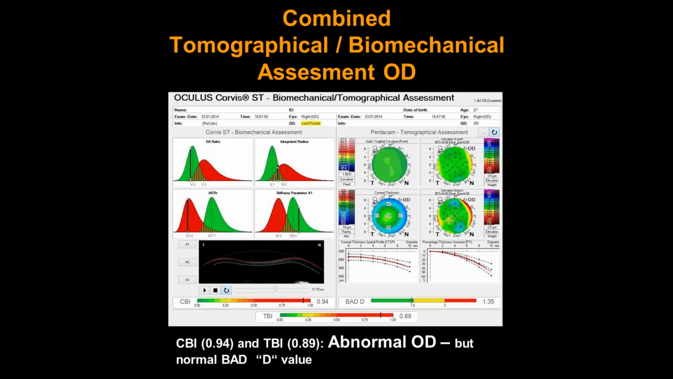So we now look at the combined outcome, and it would show here that we found a biomechanical abnormality in that right eye, but we found normal tomographic outcomes. When we combine them into the TBI, it is abnormal. So this is a case where in this right eye, we would have thought it had no keratoconus. It was normal based on Pentacam, but the Corvus said, no, the biomechanical properties are more similar to an abnormal eye and suspicious for keratoconus, especially when we put it in context of what the left eye looks like.